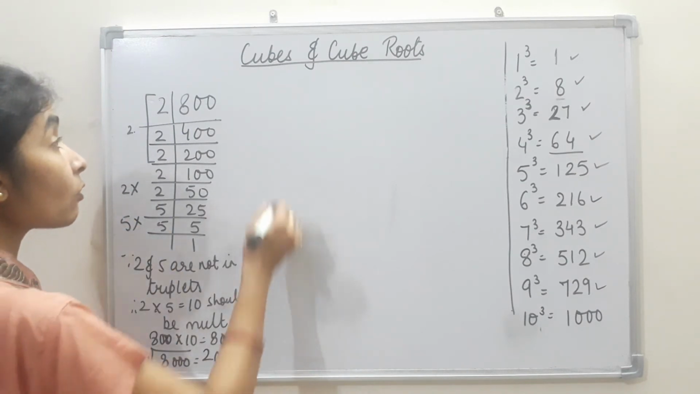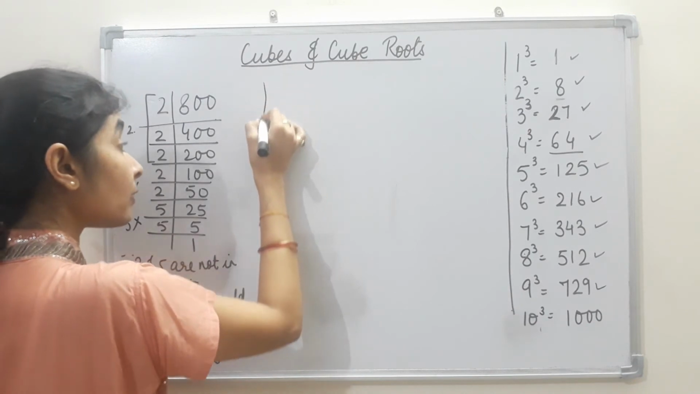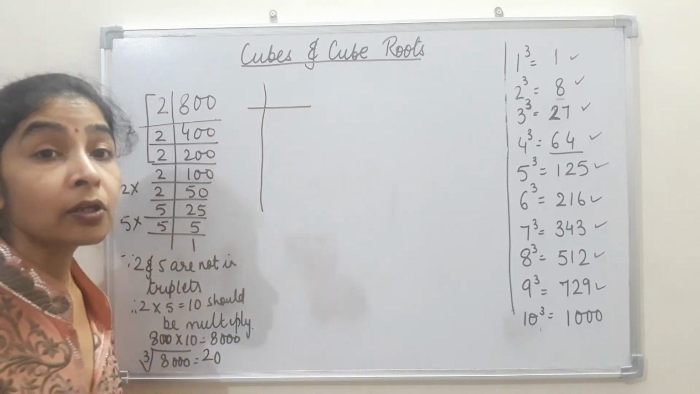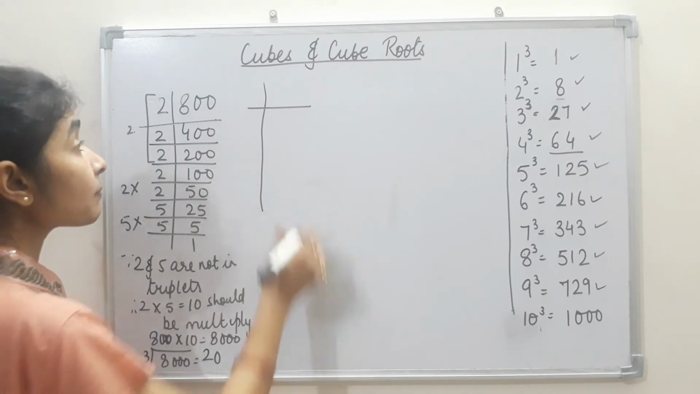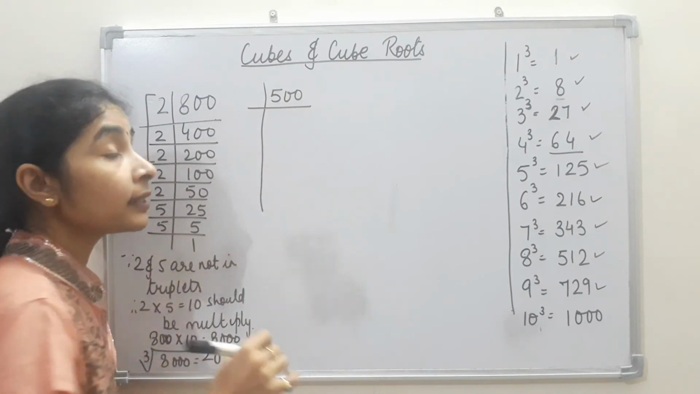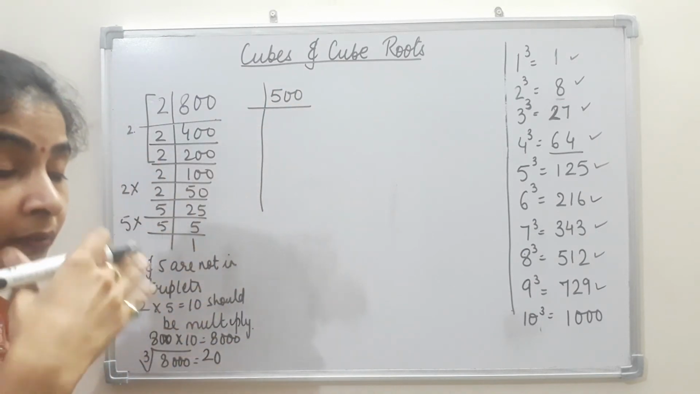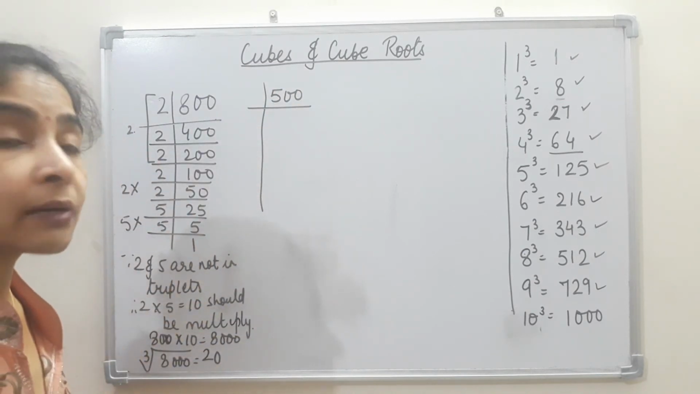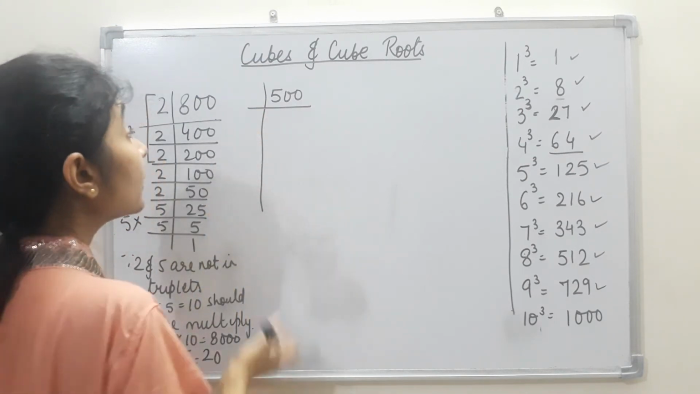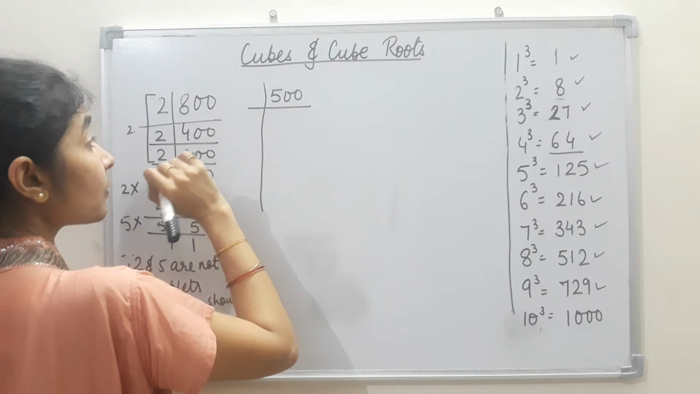Now similarly we can also ask, as in case of square root, that what number should we divide to a given number to make it a perfect cube. For example, if I give a number 500, what should be divided? 500 should be divided by which number to make it a perfect cube? Right now we can see that it is not a perfect cube. Now, by what number we should divide it?